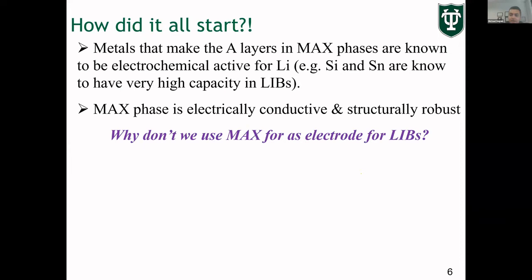So the idea of my work was, okay, we have these MAX phases that have the A layer: aluminum, silicon, tin. Those A layers are known to be electrochemically active for lithium. And the MAX phases are electrically conductive and mechanically robust. So they have everything to suggest them to be good electrodes for lithium-ion batteries.